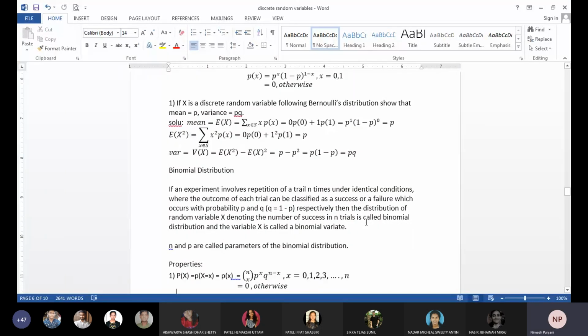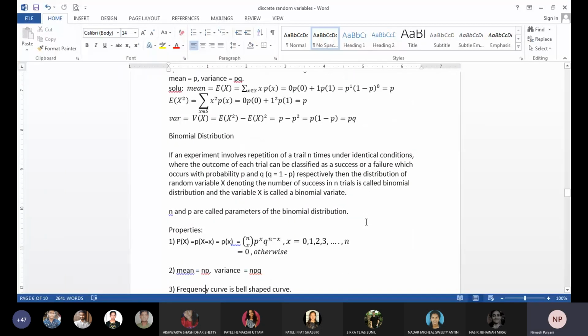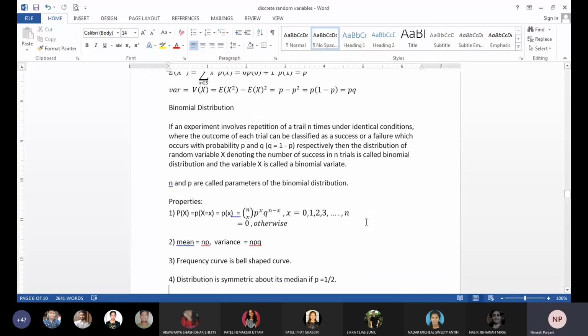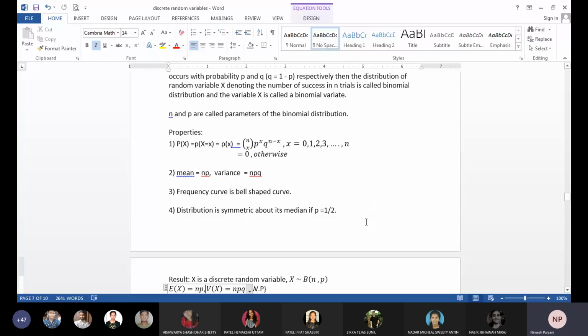Parameters of your binomial distribution are N and P. N is the number of times the experiment is repeated. P is the probability of success. Q is the probability of failure. And the relation between P and Q is P plus Q is equal to 1.